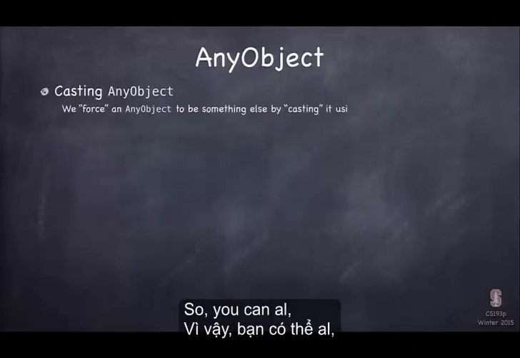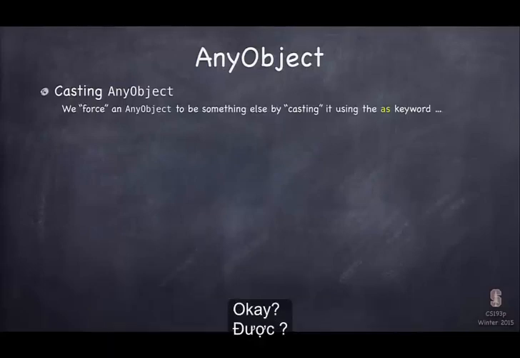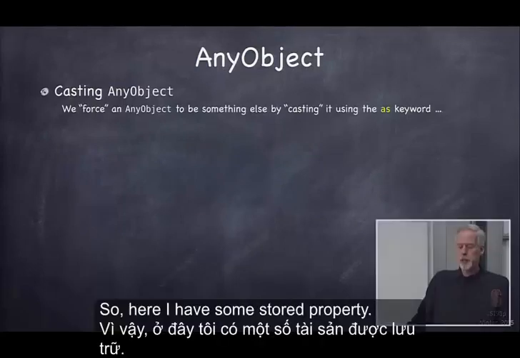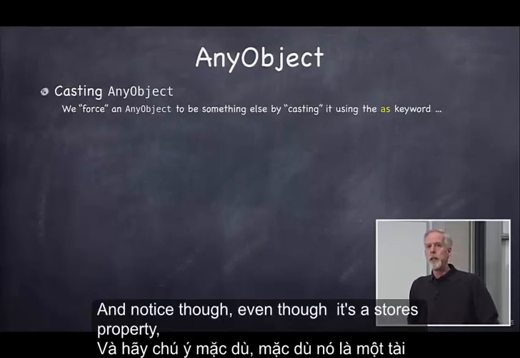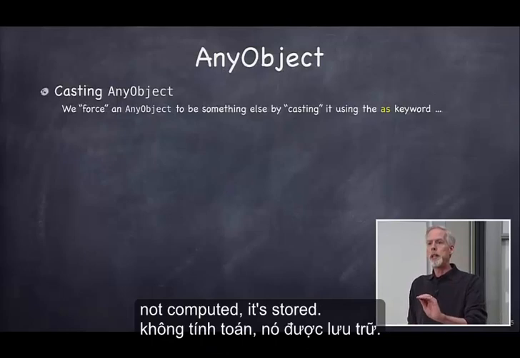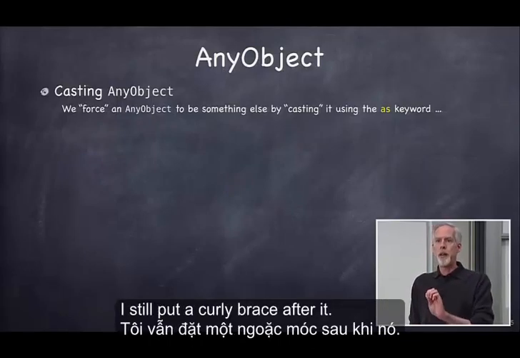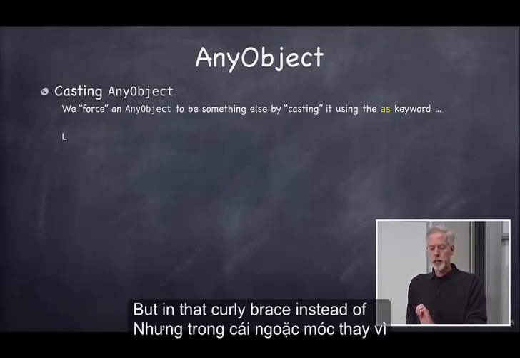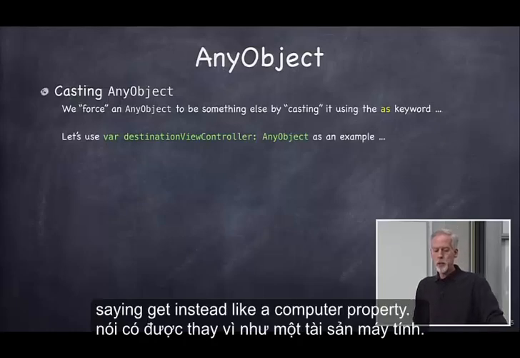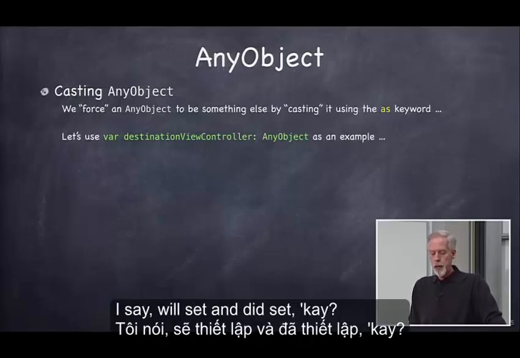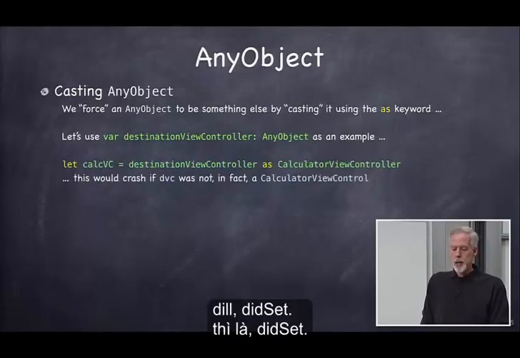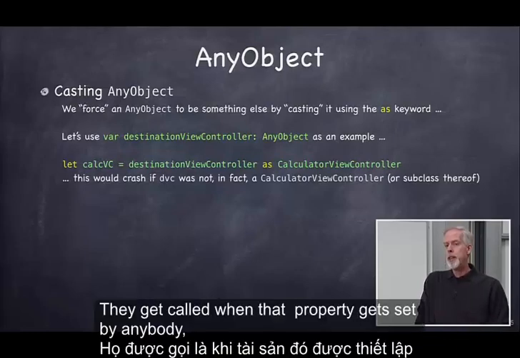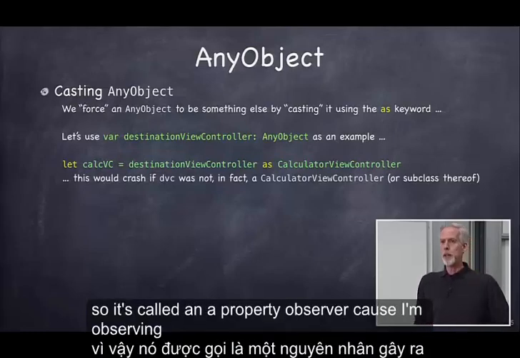There are two ways, and we call this casting. You know what type casting is. We're essentially casting the type from any object to something else. And we can typecast forcibly using the as keyword, as. Swift, as usual, very succinct. I'm going to use that destination view controller thing as an example. So I've got this property, destination view controller. It's an any object. And I know it's a view controller, and I think it should be a calculator view controller.